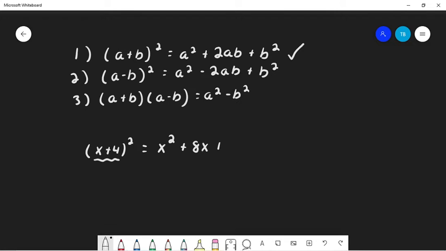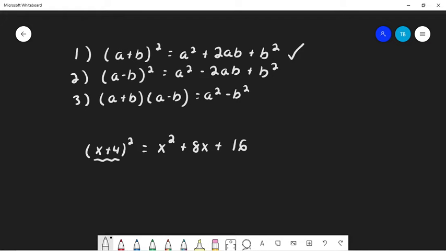And then to find the last term, we take the second term in the binomial, namely 4, and we square that, which gives us 16. So the square of the binomial x plus 4 is equal to x squared plus 8x plus 16.